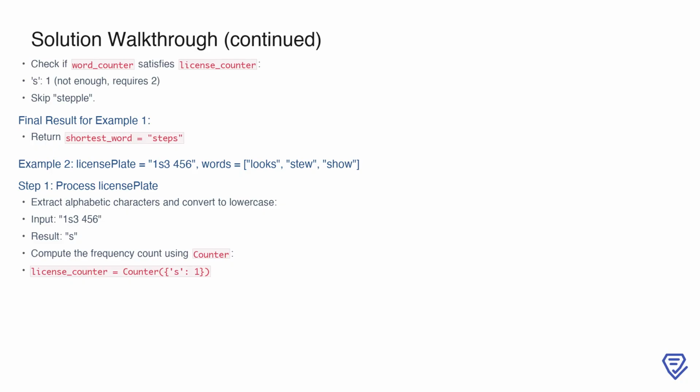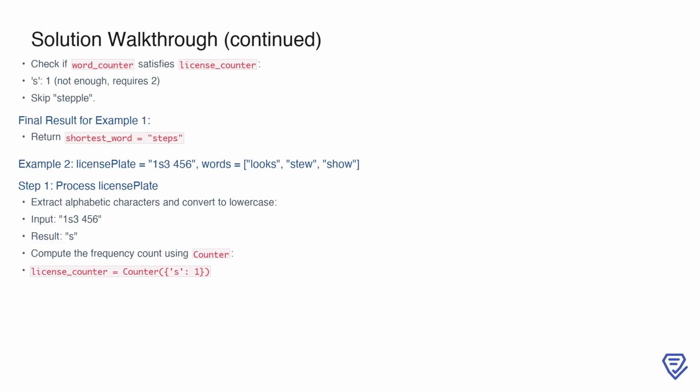At the end of this process, the shortest completing word for the license plate 1s3PST is steps. We return this as the result. Now, let's look at another example. For licensePlate equals 1s3 456 and words equals looks, stu, show, we follow the same steps.